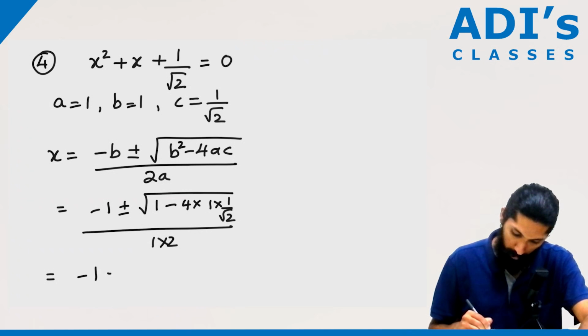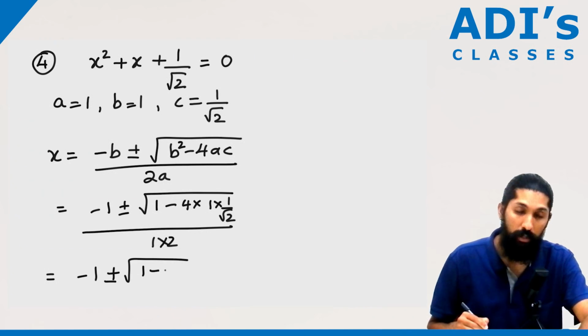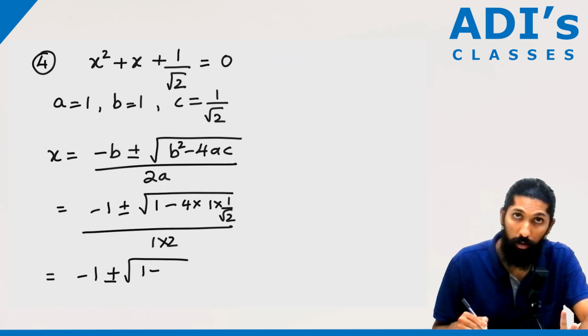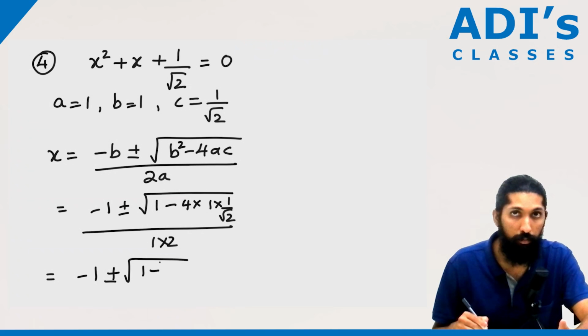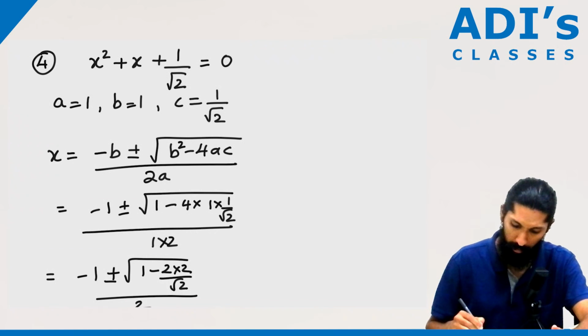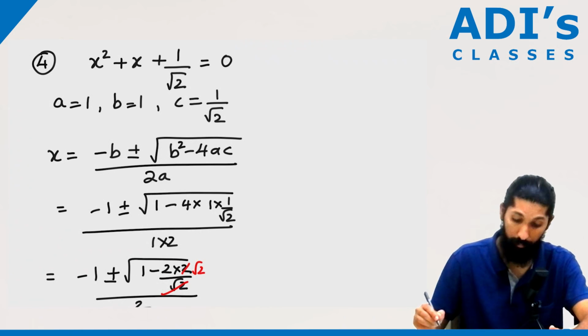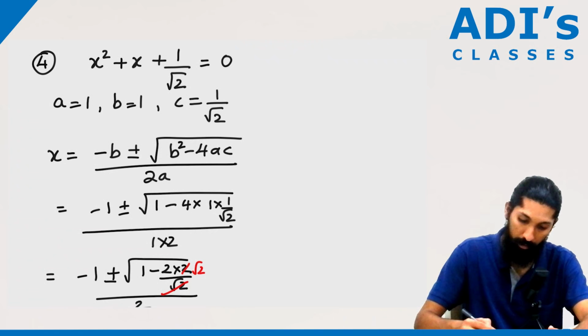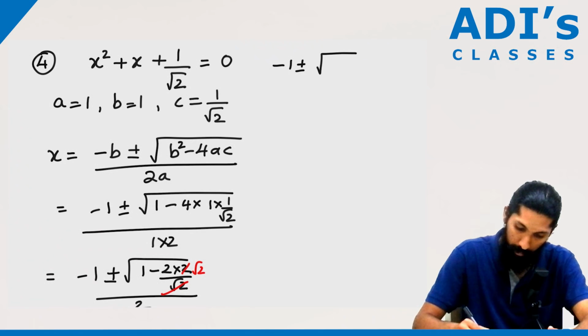Minus 1 plus or minus root of 1 minus, see 4 by root 2, correct? So take the value of 4, make it as 2 into 2, 2 into 2 divided by root 2, whole over 2. Okay, so in this case, this root 2 you can make this as root 2. Change the value. That means you get minus 1 plus or minus root of 1 minus 2 root 2, whole divided by 2.